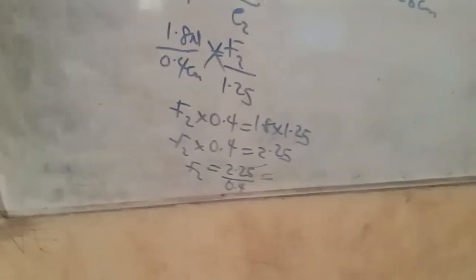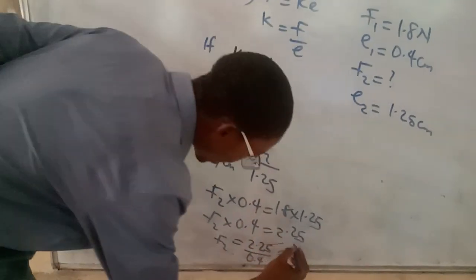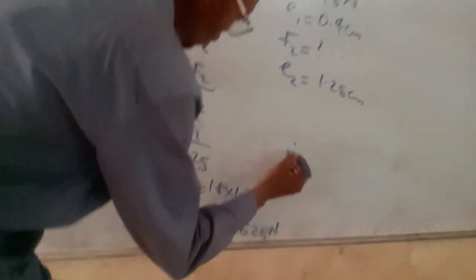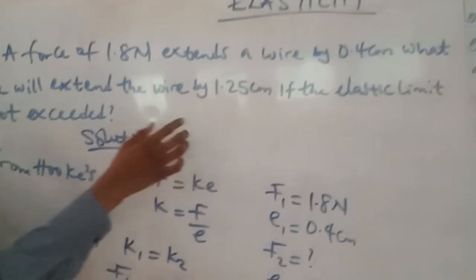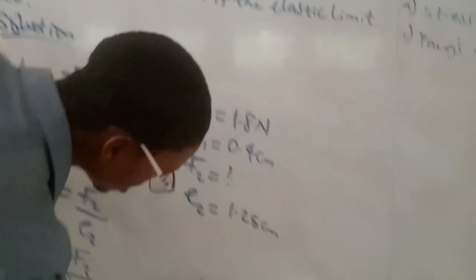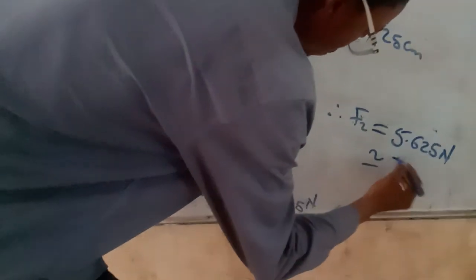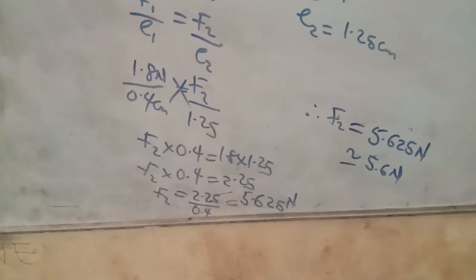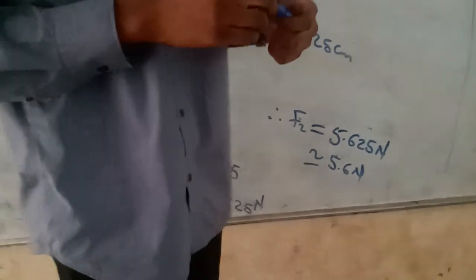Now, what is 2.25 divided by 0.4? That is 5.625 Newton. So, therefore, our second force that will extend the wire by 1.25 centimeter is 5.625 Newton, which can be approximated as 5.6 Newton. That is all. Now to the next exercise.